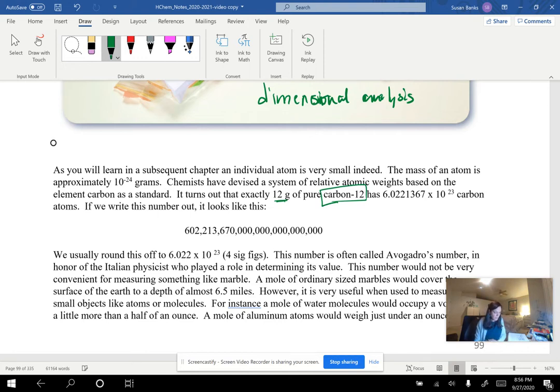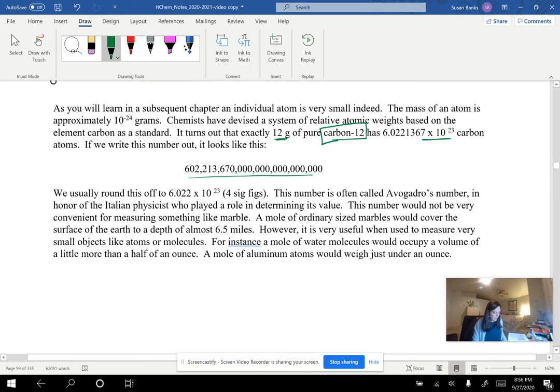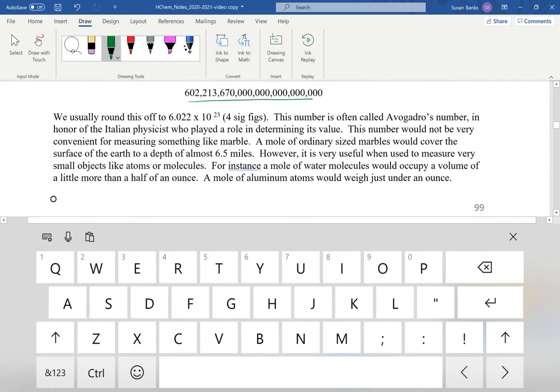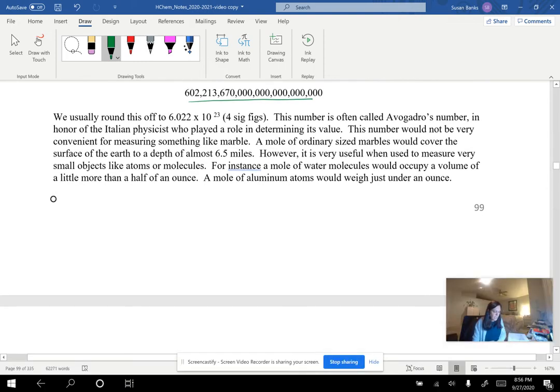We write this number out. It looks like this. We don't want to write out all those zeros. That's why we use the scientific notation. We really usually round this to 6.022 times 10 to the 23rd. We use those 4 sig figs. This number is called Avogadro's number. We call it Avogadro's number because he is the guy that came up with this concept. Now, his name was Amedeo Avogadro, Italian guy.